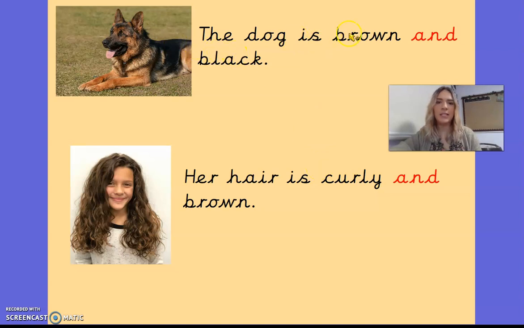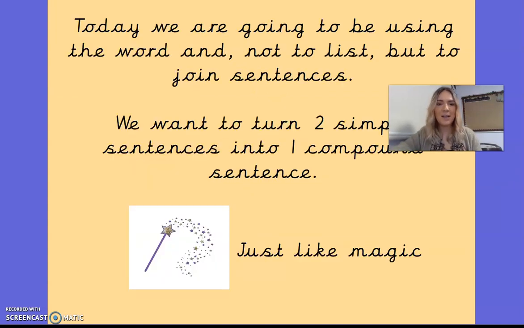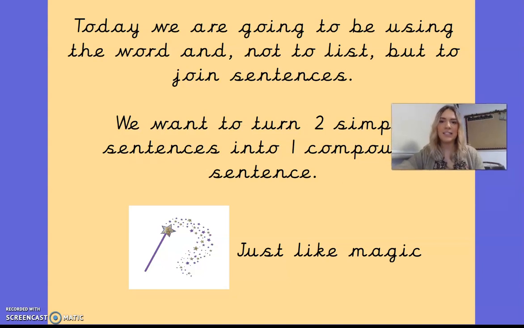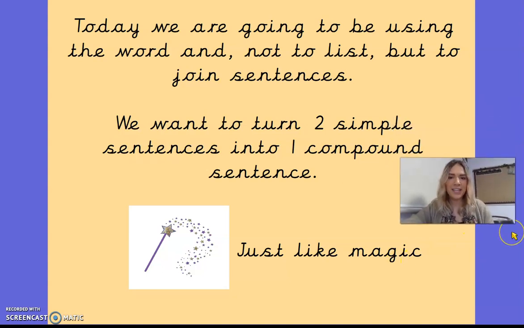We have the dog is brown and black. Her hair is curly and brown. So you can tell that we are using this to list because if we took away the first part of our sentence and the word and, the last part would not make sense on its own. So black is not a sentence on its own and brown is not a sentence on its own. However, today we are not going to be using the word and to list, but to join sentences.